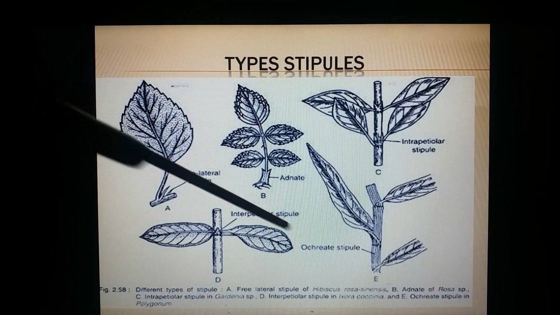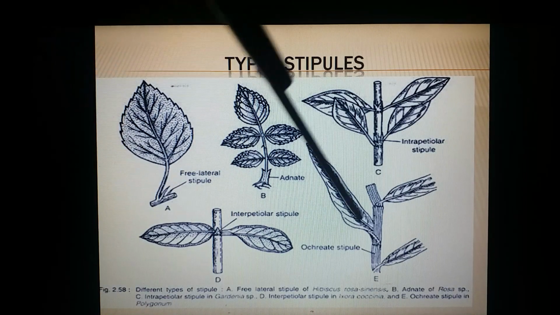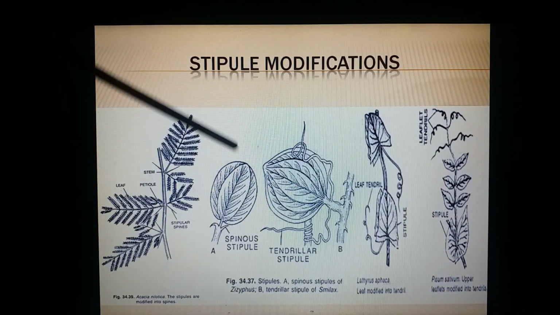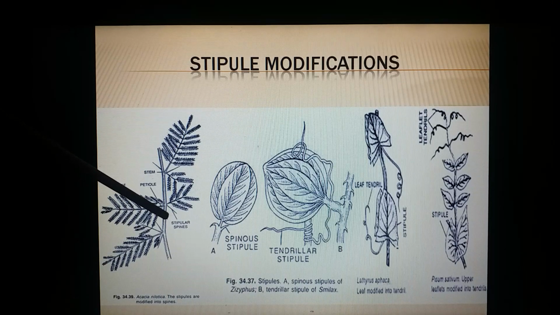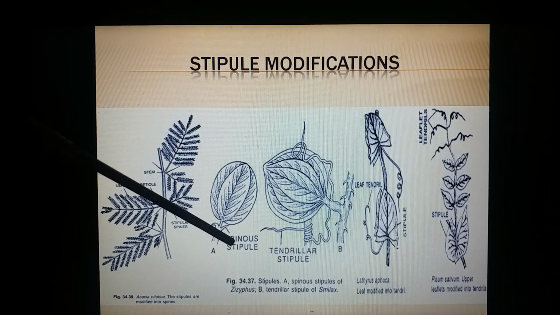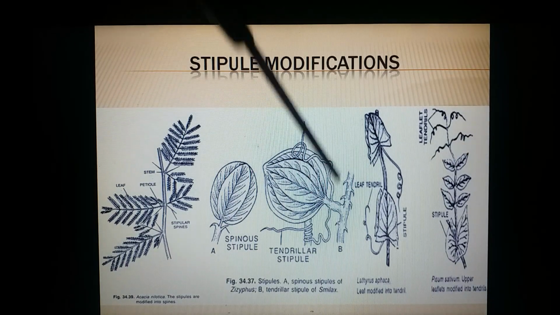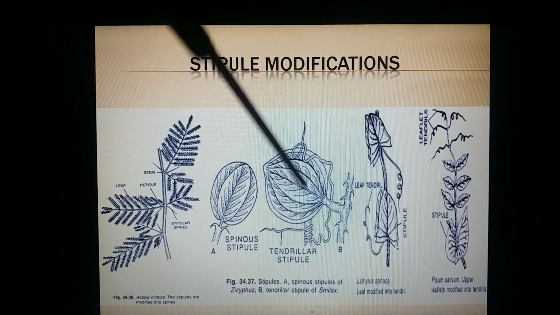These are all various types of stipules: prelateral, adnate, intrapetiolar, interpetiolar, and ochreate stipules. The stipules sometimes get modified. The stipules modify into spinous structures in the case of Acacia. The two stipules modify into spines even in the case of Ziziphus also. The two stipules modify here into tendril structures and help in climbing, in the case of Smilax, a liliaceous member.